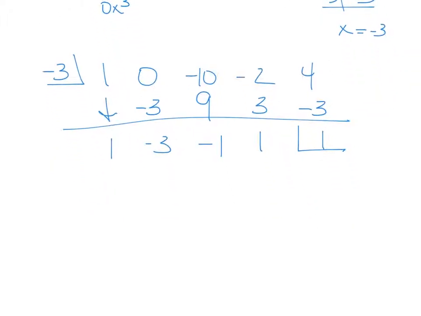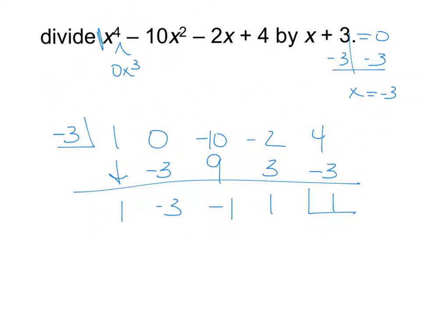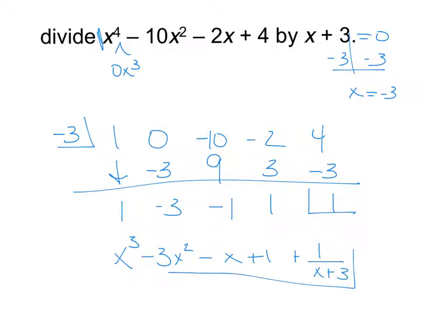Okay, so now, like I said before, to get your answer, you always go down by a power than what you started with. This is a power of 4. So therefore, I'm going to go down by 1 power, making this x to the third. Minus 3x squared minus x plus 1. I'm going to add that remainder of 1 and divide it by x plus 3. And there you go.